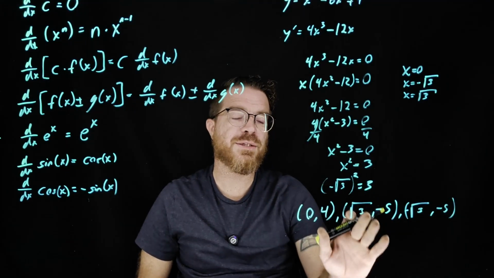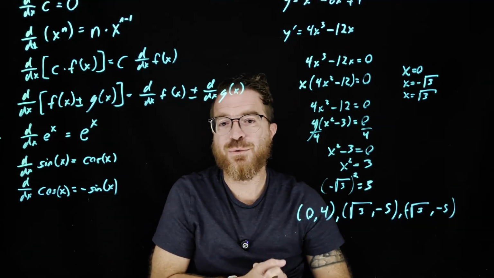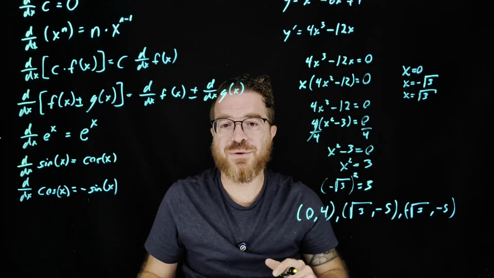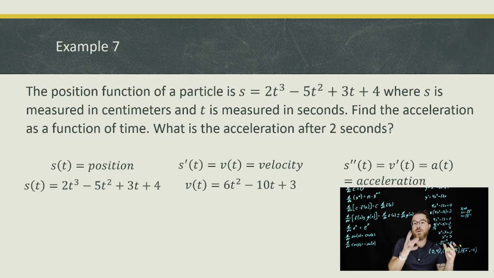So these are the 3 points where our tangent line would be equal to 0, or that is to say we have a horizontal tangent line. And later on, we'll talk more about this when we talk about maxima and minima. These would be the points where we either have a maximum, a minimum, or an inflection point.